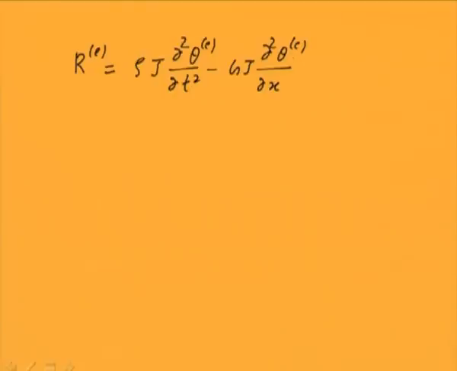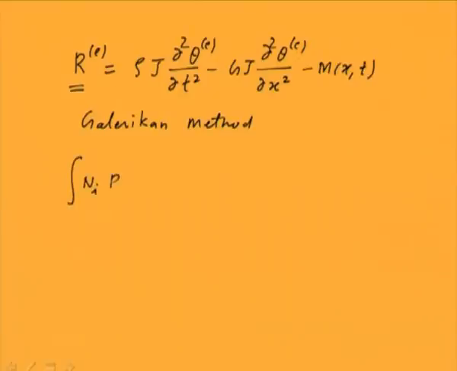Here theta, we are writing with superscript E, that represents the element, and this is the external torque which is acting on the element. So this is the residual, and here we will be using the Galerkin method to minimize this particular residual, and we will be using shape functions as a weight function to minimize this residual over the whole length of the beam. L is the length of the beam.